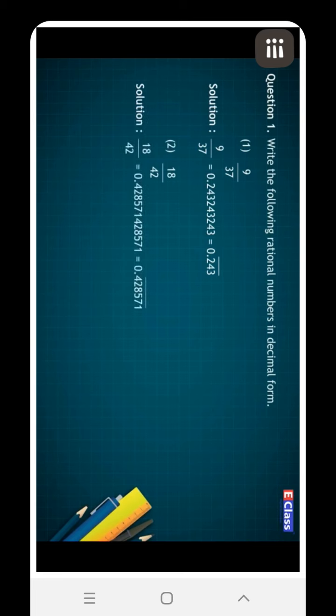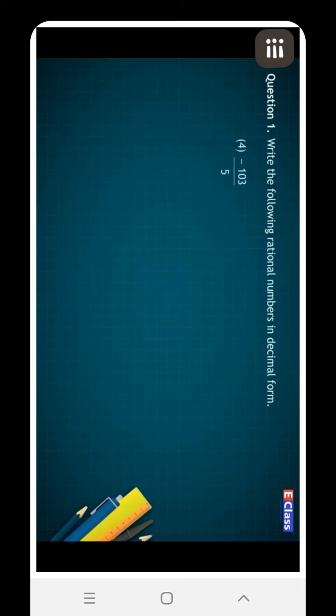2. 18 by 42. Solution. 18 by 42 is equal to 0.428571428571..., which is equal to 0.428571 bar. 3. 9 by 14. Solution. 9 by 14 is equal to 0.6428571..., which is equal to 0.6428571 bar.